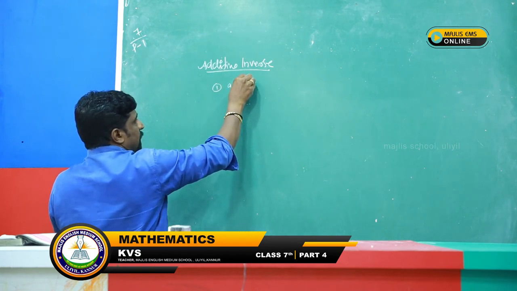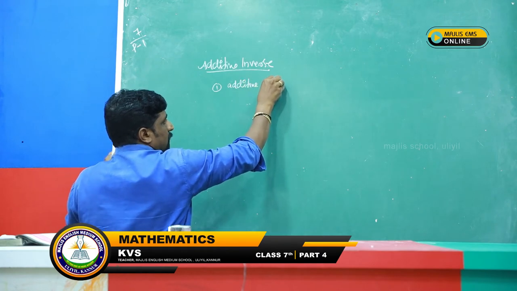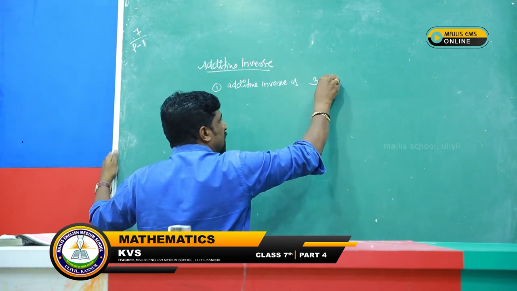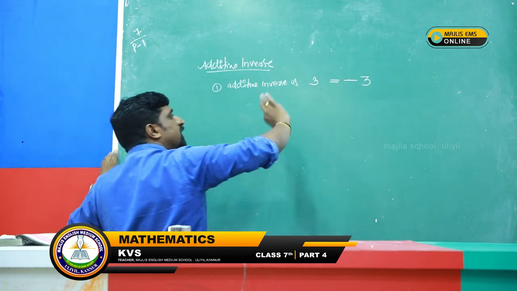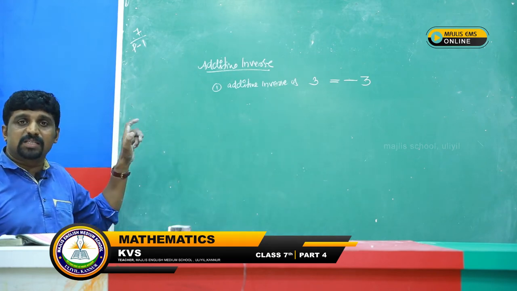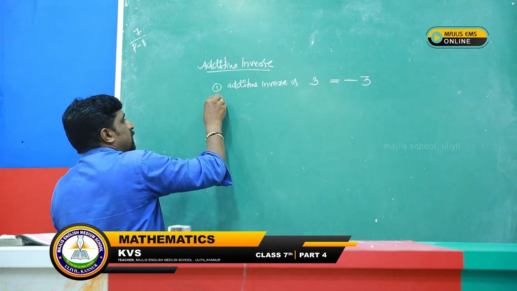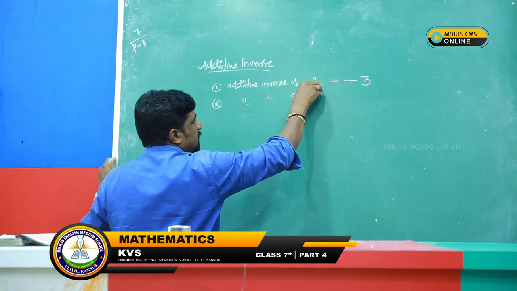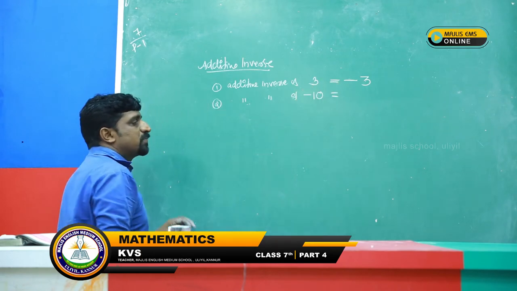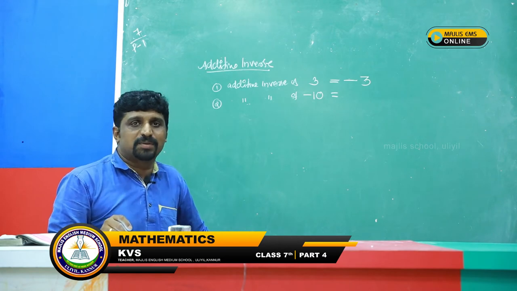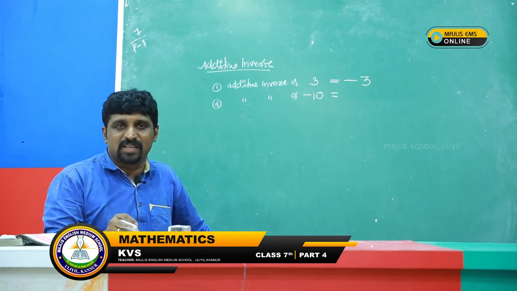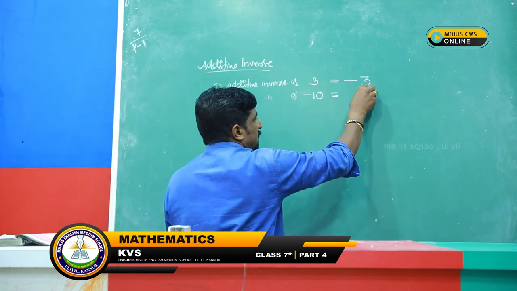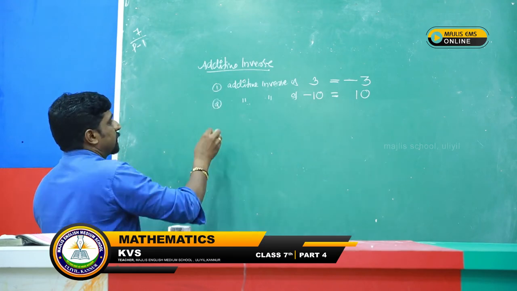The first one: additive inverse of 3. The additive inverse of 3 is minus 3, just change the sign. Second question: additive inverse of minus 10. What's the answer? Positive 10, just change the sign. Only two signs are there, negative and positive. The question is negative, so the answer becomes positive. You can write 10 only, no need to write plus 10.